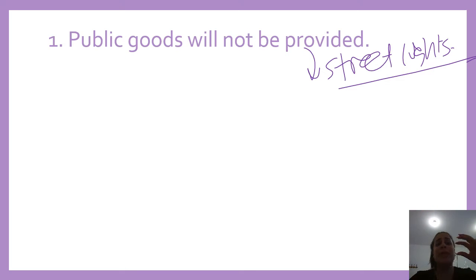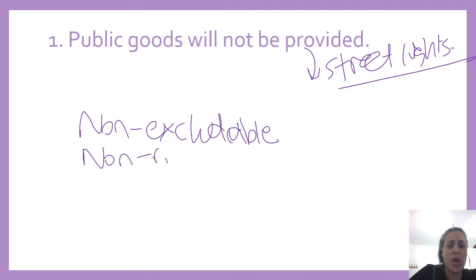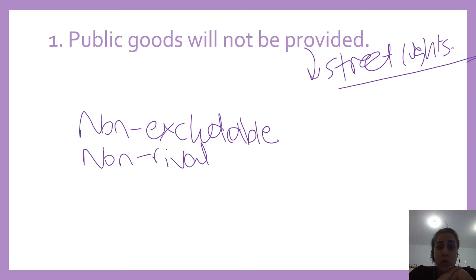So what I will be saying about public goods, you need to learn that they are non-excludable and non-rival. What do I mean by these two terms? Non-excludable: if provided to one consumer, all other consumers will also get the benefit.